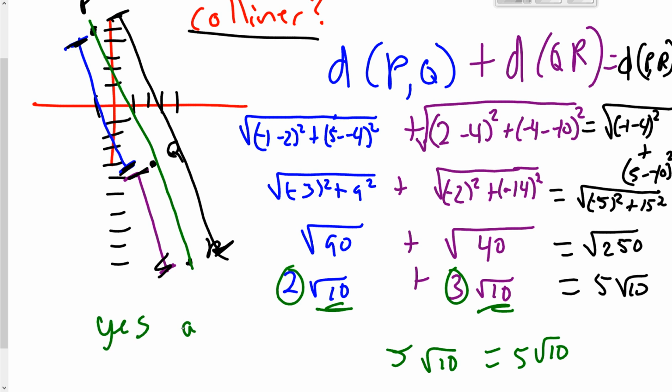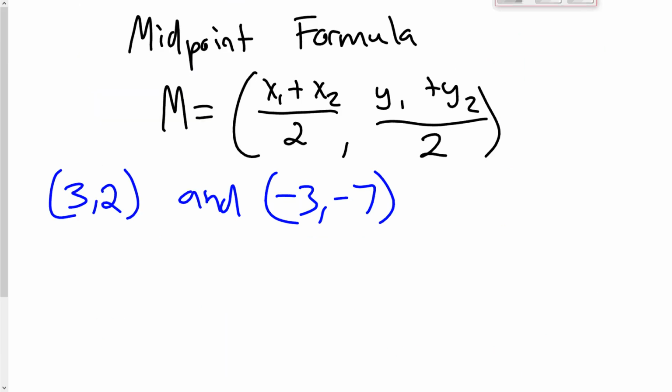Yes, they are collinear. Collinear means that they form a line. So multiples, and then linear. Linear as in line. Probably spelled linear wrong, but that's okay. Collinear. Okay, here's the midpoint formula.